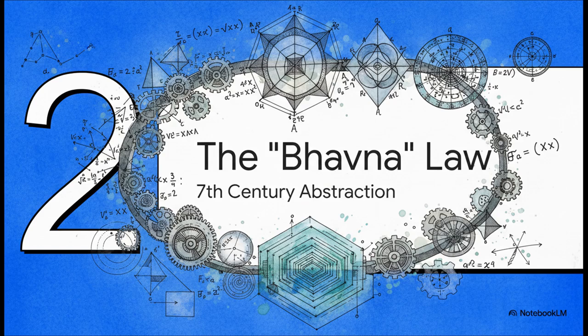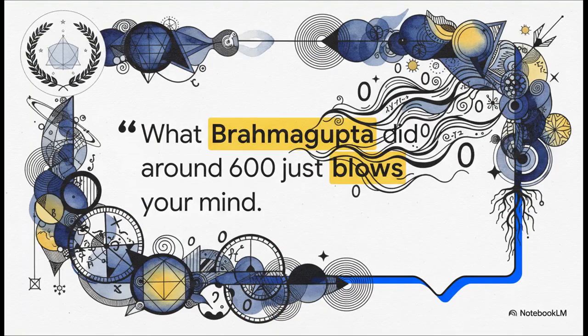But okay, let's get to his most profound contribution, because this is where things get truly mind-blowing. We're talking about an idea so advanced, it feels like it was beamed back from the future. It's called the Bhavna, or the principle of composition. And hey, don't just take my word for it. This isn't just some historical curiosity. This is a concept that stuns top mathematicians today.